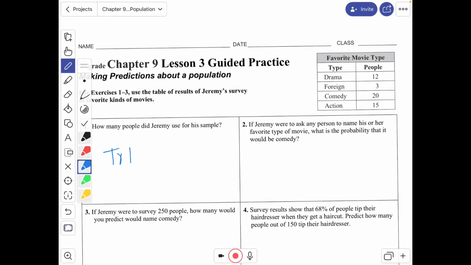So we need a total. We can't write fractions without a total. So we need to add up how many people Jeremy talked to. So 12 plus 3 plus 20 plus 15 adds up to 50. So he had a total of 50 people in his survey.